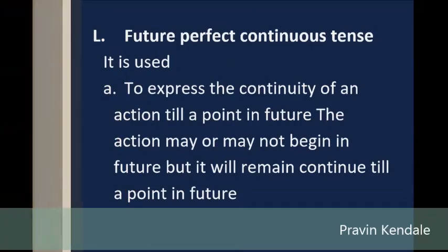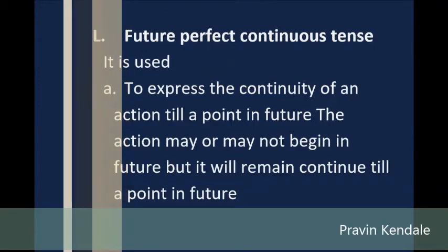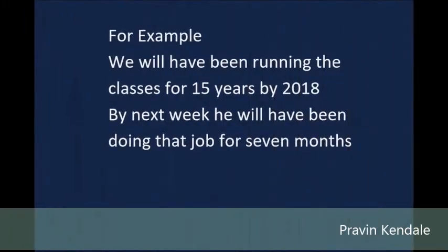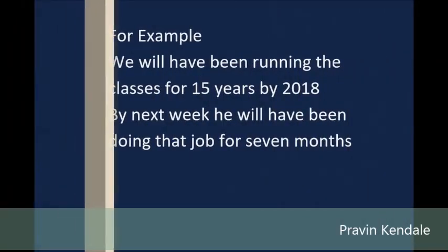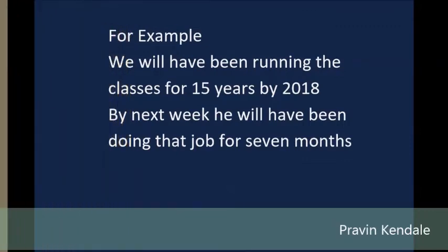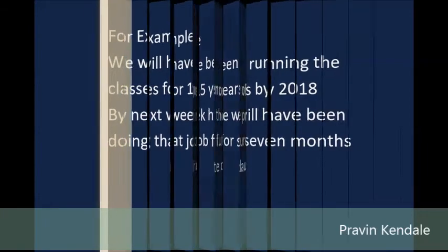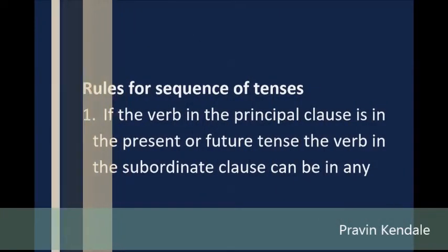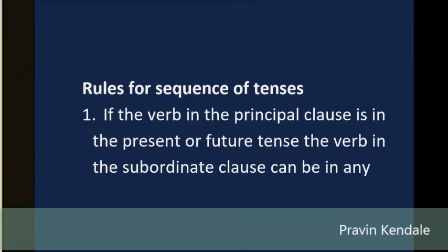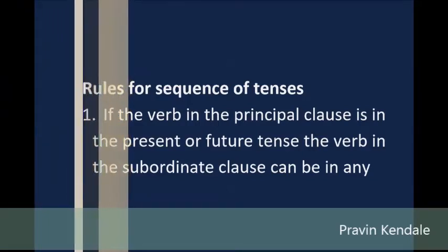L. Future perfect continuous tense. It is used to express the continuity of an action till a point in future. The action may or may not begin in future, but it will continue till a point in future. For example, we will have been running the classes for 15 years by 2018. By next week he will have been doing that job for 7 months.